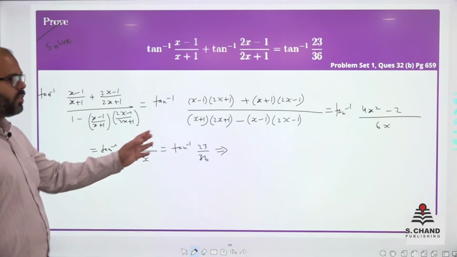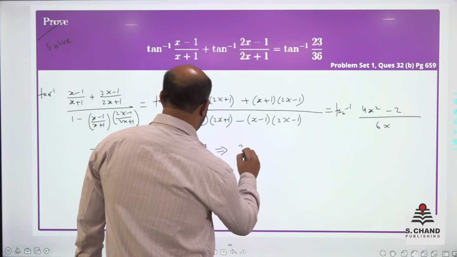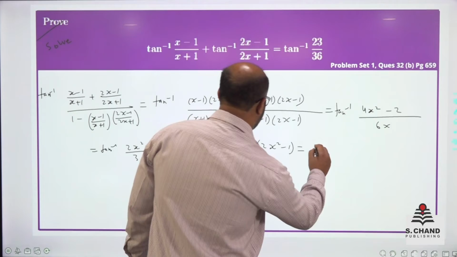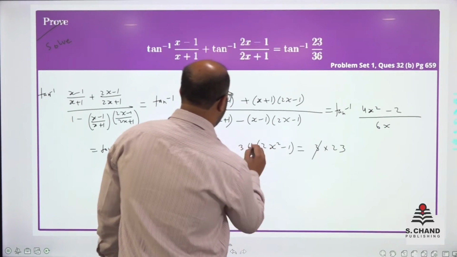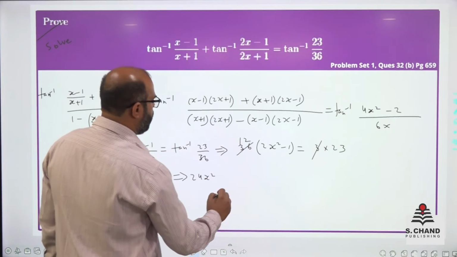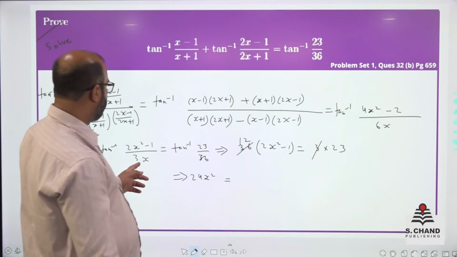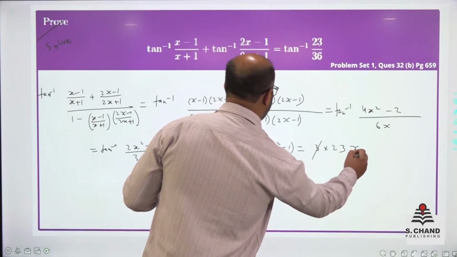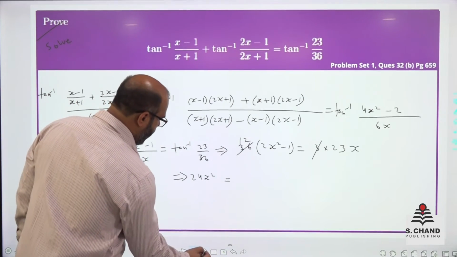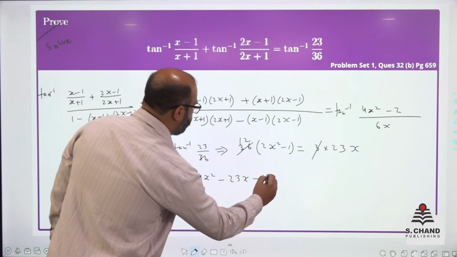Now let us equate the values which are inside tan inverse. So it will become 36 into (2x square minus 1) is equal to 3 into 23x. Now 3 into 12 is 36. So it will become 24x square minus 12 is equal to, this is 3x, right? So this will become x here also, 3 into 23x. So 24x square minus 23x minus 12 is equal to 0.